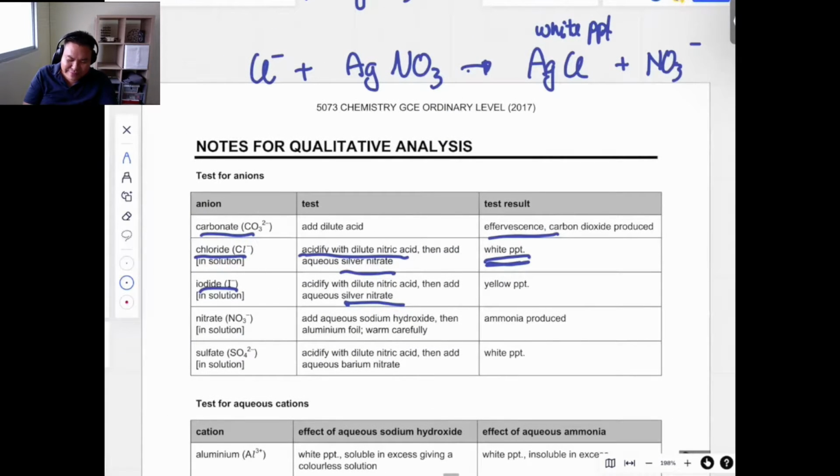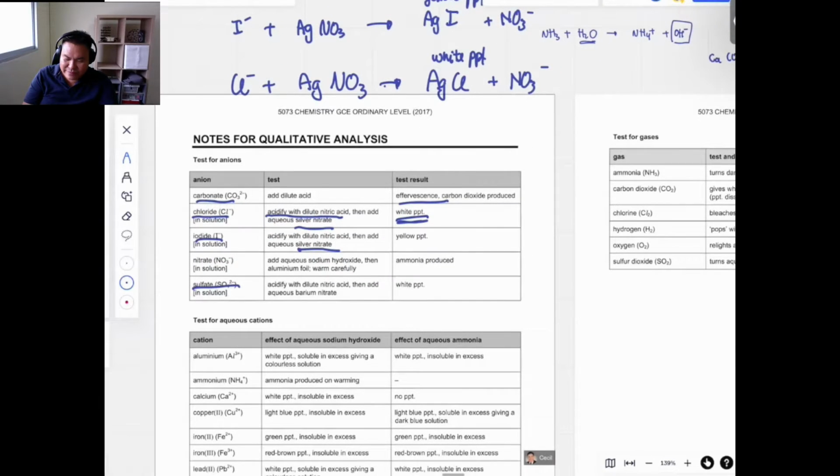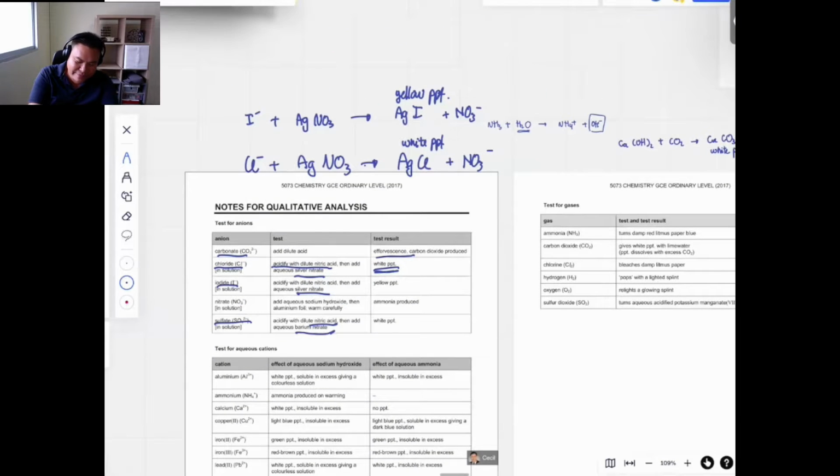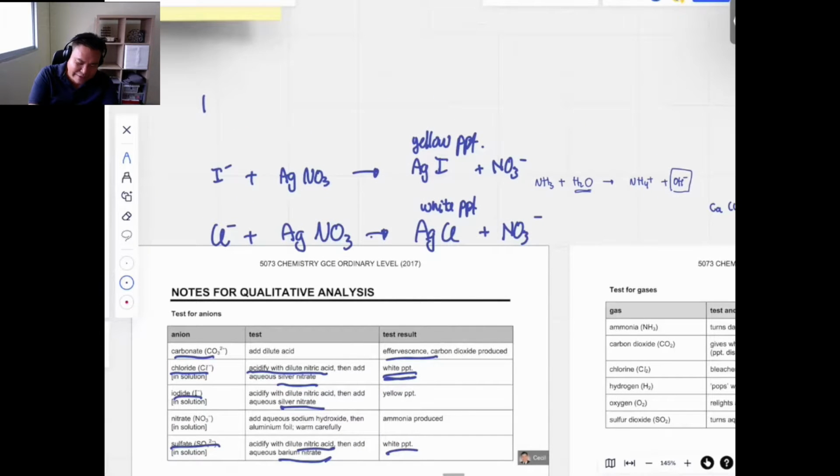One last one, to test for sulfate. Test for sulfate, you acidify with nitric acid, then add barium nitrate. Then you get white precipitate. That white precipitate is barium sulfate.